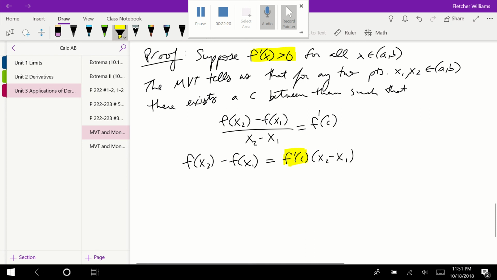But there's more. Since x2 comes after x1, x2 is greater than x1, and that can be written as x2 minus x1 being greater than 0. That's going to be a positive number, just like f prime of c is. So positive times positive is positive. In any case, it's greater than 0. So that tells us, by rewriting a little bit, that f(x2) minus f(x1) is greater than 0.